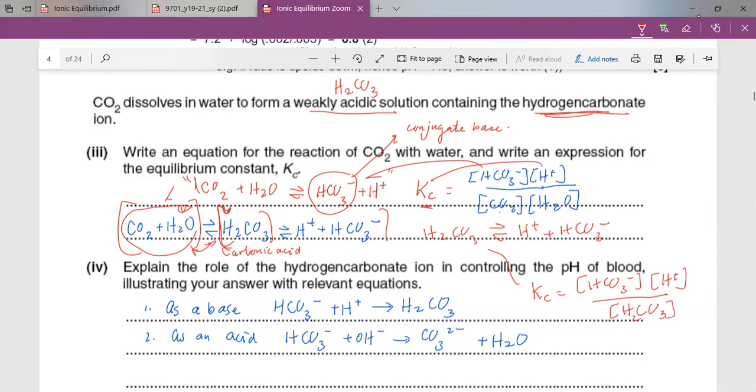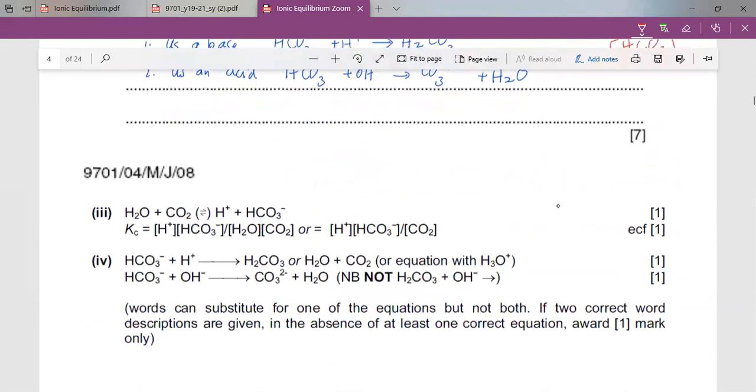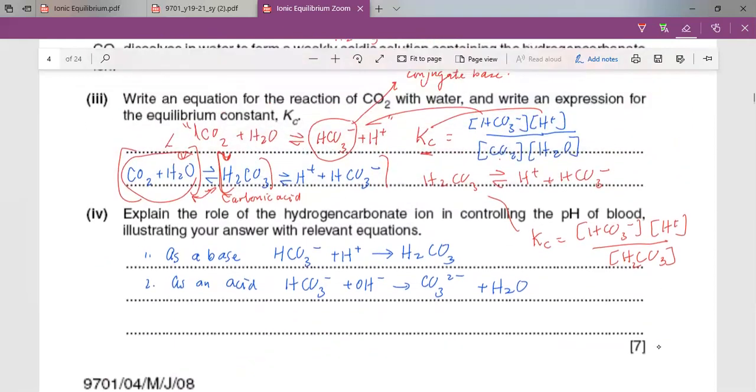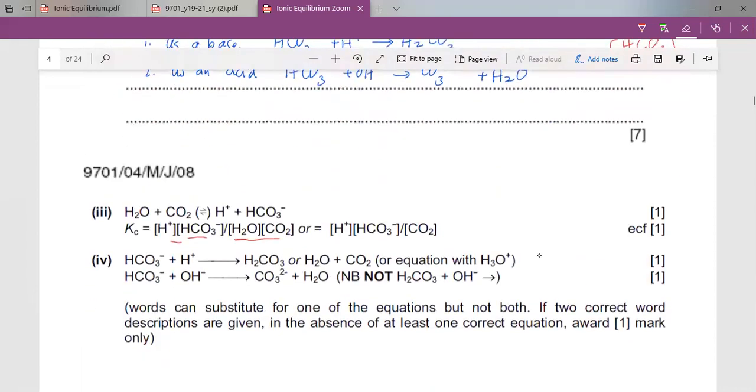You see the marking scheme, either one they will give correct. You can put the hydrogen carbonate over the CO2 and water, or over the CO2 alone. Water is not included here because water is such a huge amount that normally it is not put inside. So remember, don't put water. It's just CO2 here.